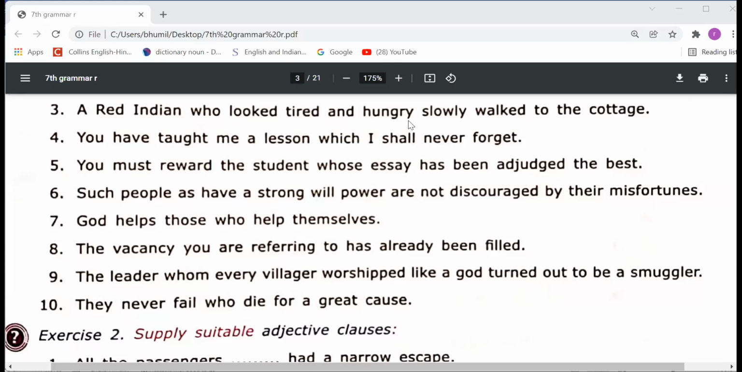Yes, sir. Who die for a great cause, adjective clause. Very good. They could identify that. Very good.